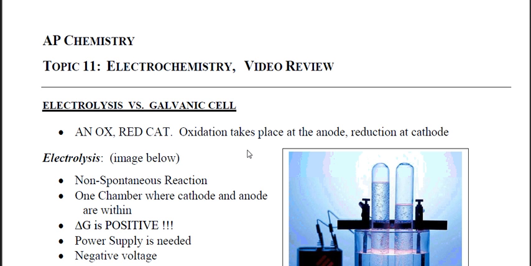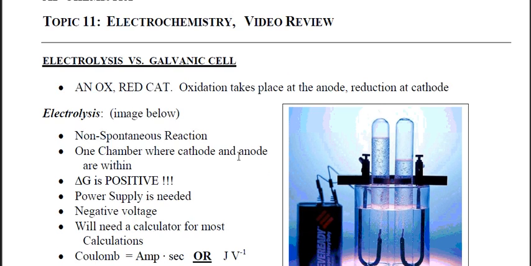Now, regardless of whether it's a galvanic cell or an electrolysis reaction, this still applies where we have an ox red cat. So no matter if it's a spontaneous reaction or a non-spontaneous reaction, oxidation is going to take place at the anode, reduction will take place at the cathode. So that will not change. Don't get hung up on that for the difference between the two, because that is the same.